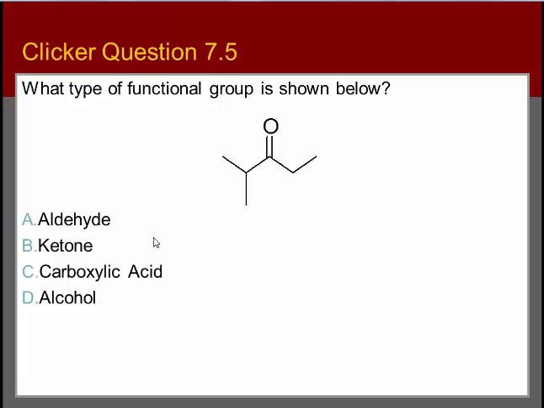Let's look at question 7.5. What type of functional group is shown in this drawing here? Okay, so we can recognize the carbonyl species. That narrows it down. And there are 2 R groups on either side of that carbonyl species, and that fits the definition of a ketone.